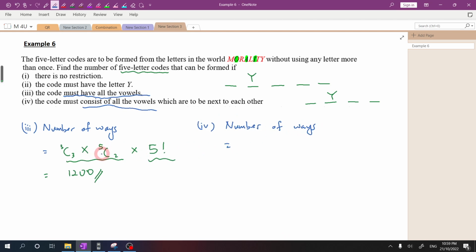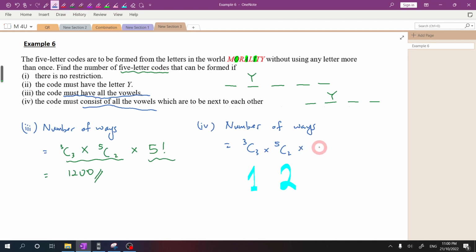The beginning part is still the same, how many groups. So we have 3C3 for the vowels, and then 5C2 for the consonants. But at the back here, it is slightly different. Since the vowels must be together, I tie them together and consider them as one unit. The consonants can be separated. So now we have 2 units here. Okay, because I want to tie them together, they must always be together.